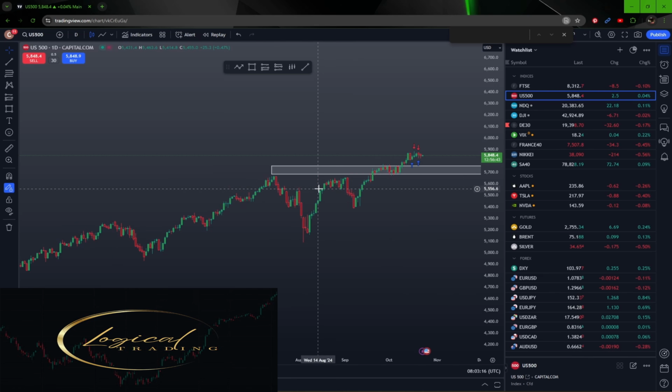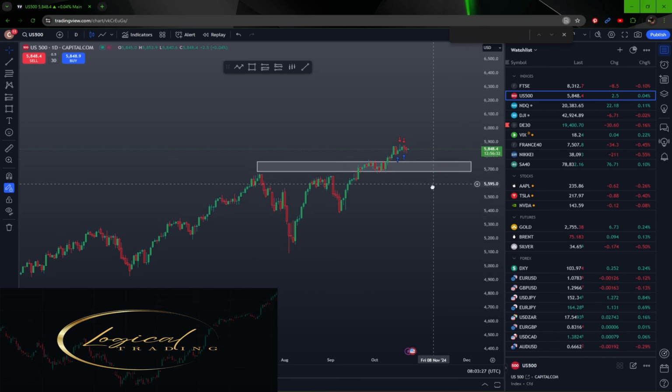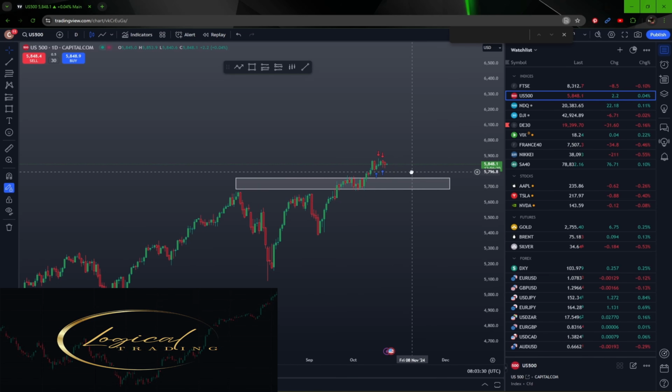I see a lot of guys changing the color of their candles to psychologically make themselves feel better. And that works if you're trading on 5-minute charts or 1-minute charts. But when you're trading on slightly higher time frames like day or 4-hour, then you only need to see the direction of the market. The direction of the market here is clearly bullish.